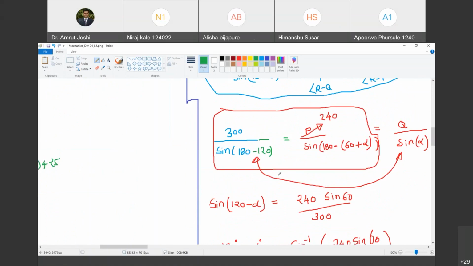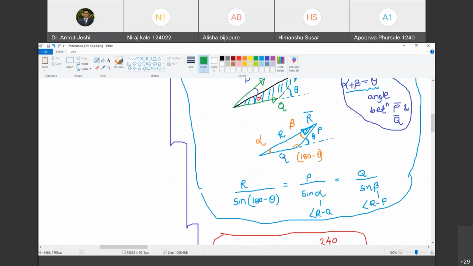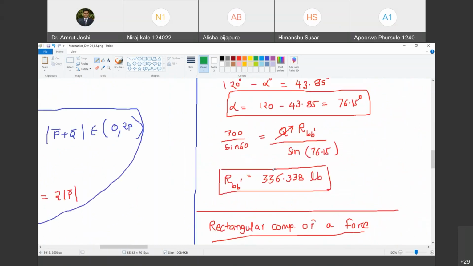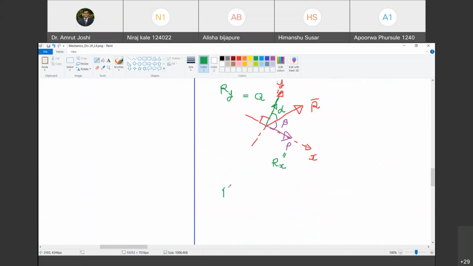We have derived this expression for the general case. Do you agree with me? So I am going to borrow the same equation and I am going to apply it here. So what is the first equation? R upon sine of 180 minus theta. So let me apply that. So I will write R upon sine of 180 minus theta. But what is theta? Theta is the angle between the two directions along which we are seeking the components.